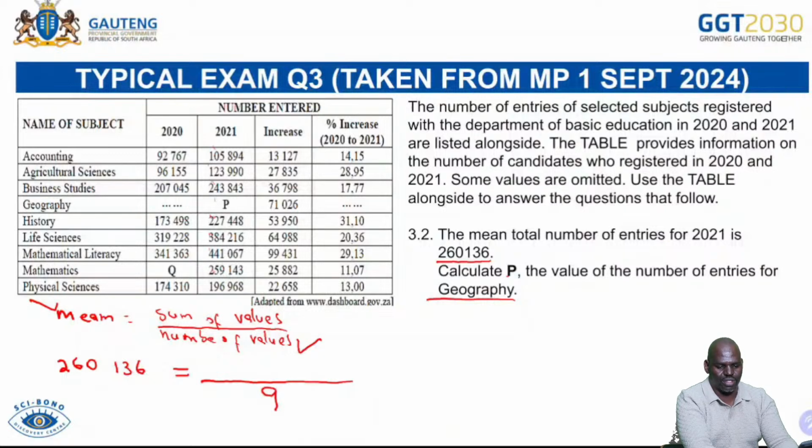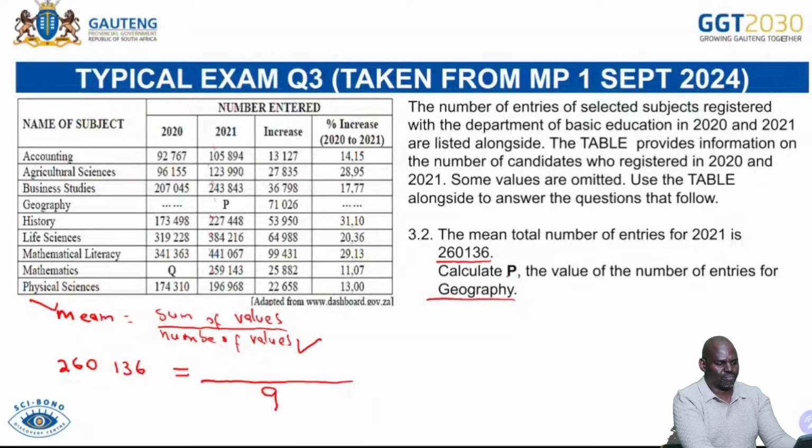105,894, plus 105,894, plus 123,990, plus 243,843, then plus 227,448, plus 384,216, plus 441,067, and then plus 259,143, and then we've got plus 196,968.